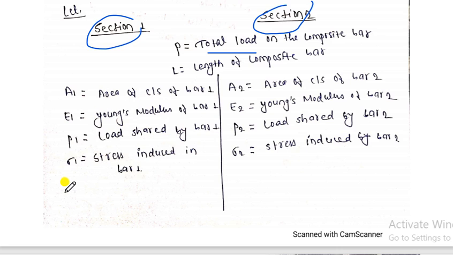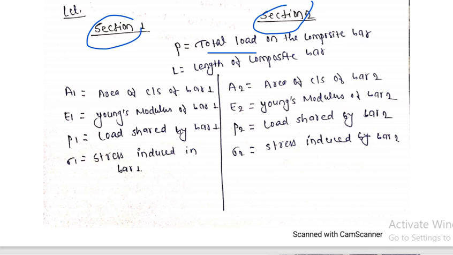Similarly, sigma 1 is nothing but the stress induced in bar 1 due to the load. Similarly, these are the corresponding representations of the values: A2 is the area of cross section of bar 2, E2 is the Young's modulus of bar 2, P2 is the load shared by bar 2, and sigma 2 is the stress induced in bar 2 due to the load. So hope up to now you have understood clearly.